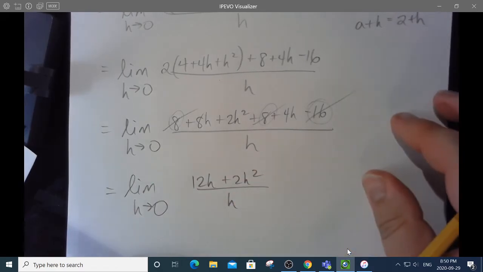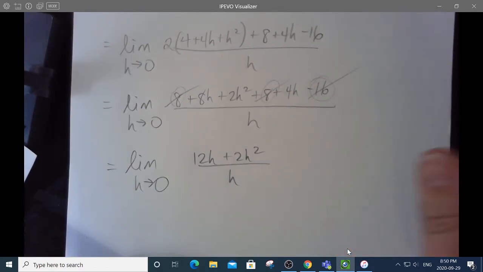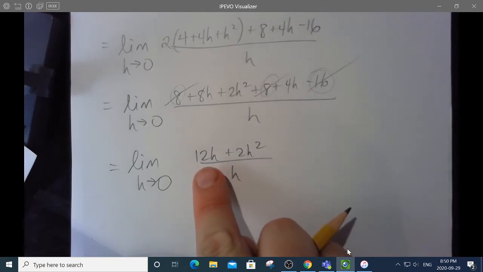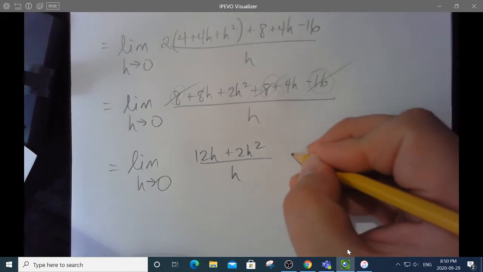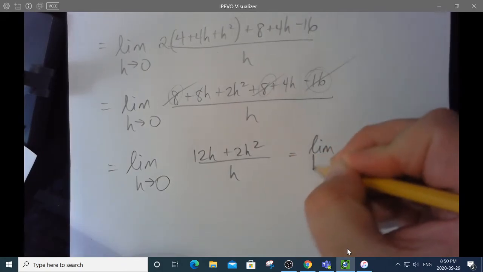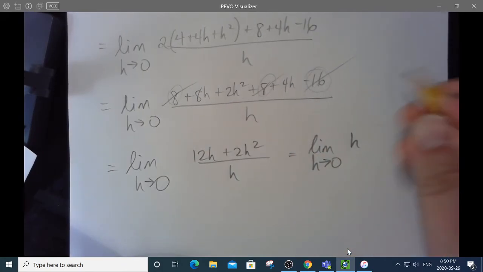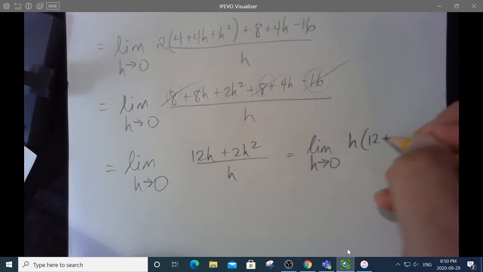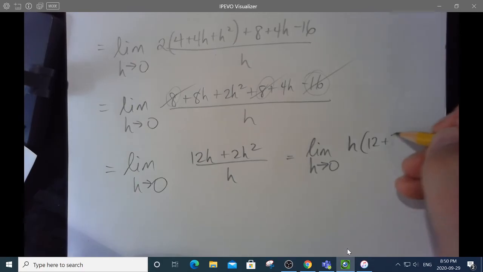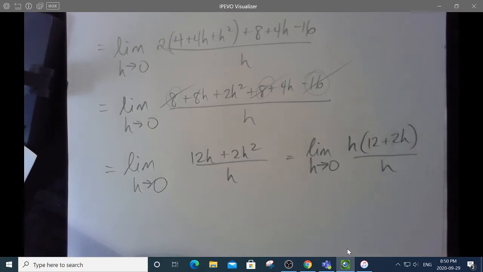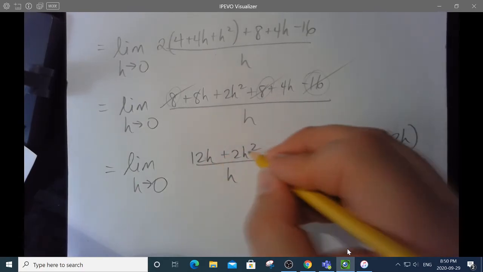all over h. And now factoring usually says look for the greatest common factor, so you could factor out a 2h, but at the end of the day, all I really care about is killing that denominator. So I am going to make that the limit as h approaches 0 of h times 12 plus, oh, look at that, now I forgot the 2. 12 plus 2h, all over h, right? So I factored an h out of those two terms.